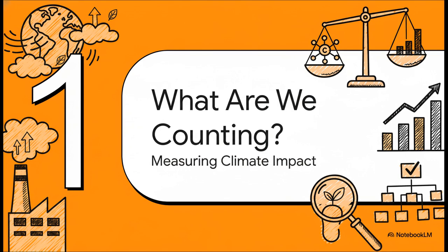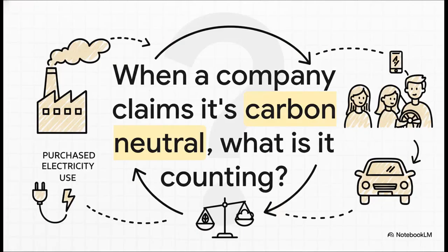All right, let's kick things off with the most basic question of all. How in the world do you actually measure something as huge and complicated as a global company's climate impact? I mean, this isn't just some academic exercise. It's a really critical question. When a company slaps a carbon-neutral sticker on its product, what are they including in that calculation? Is it just the emissions from their own factories? What about the electricity they buy from the grid? Or what about the emissions created when you, the customer, actually use their product?